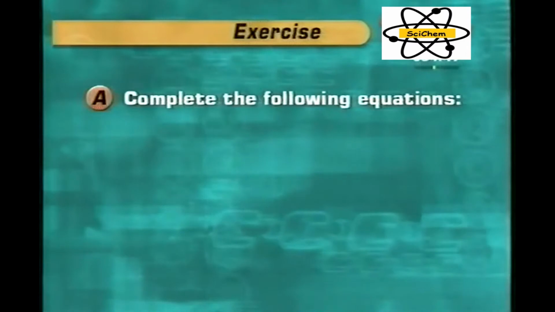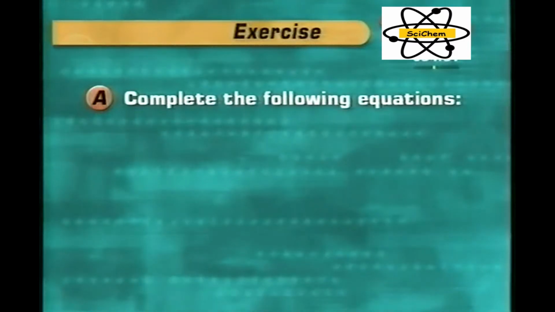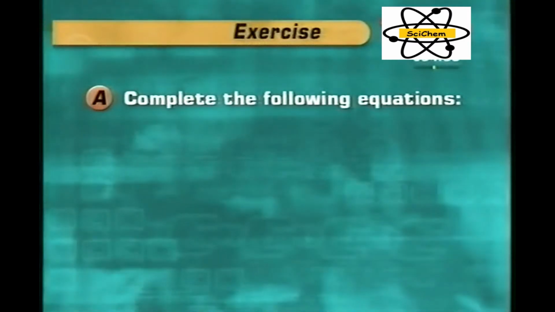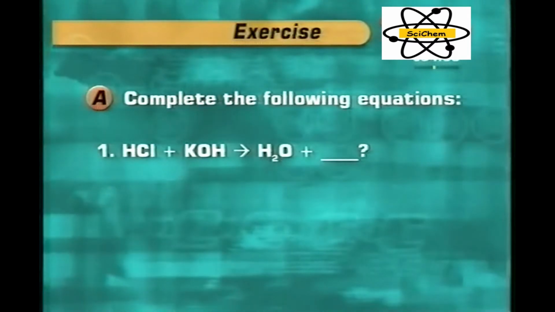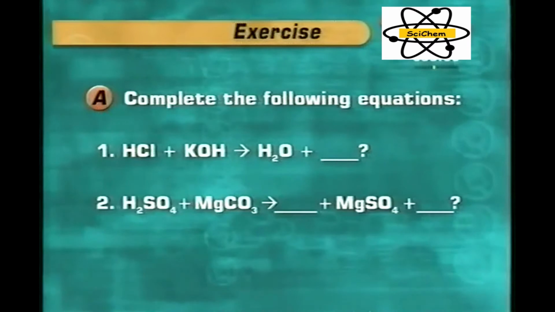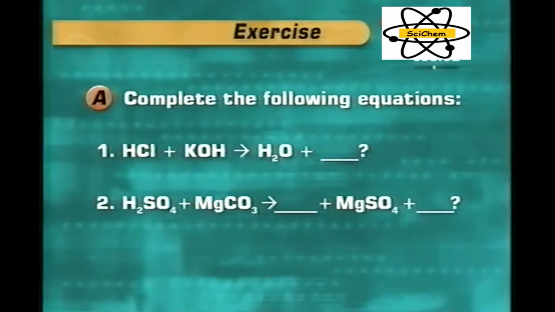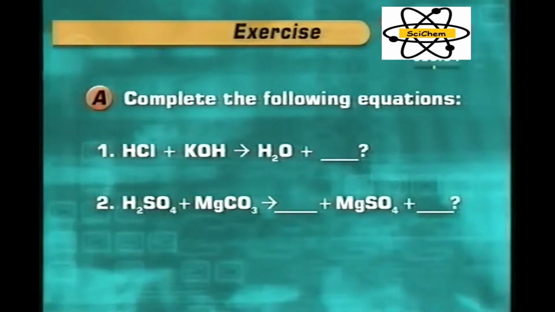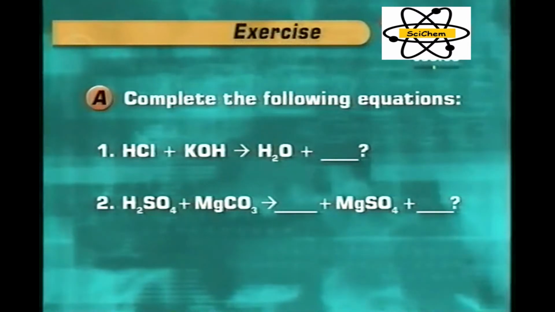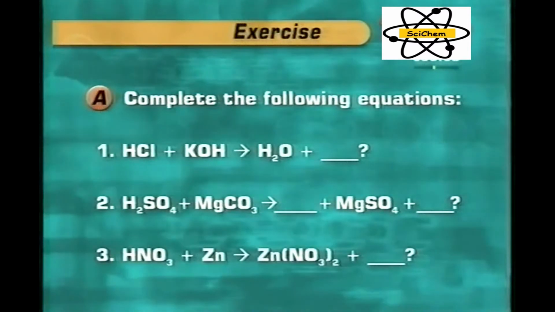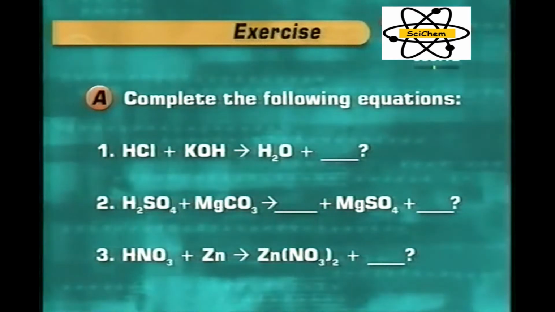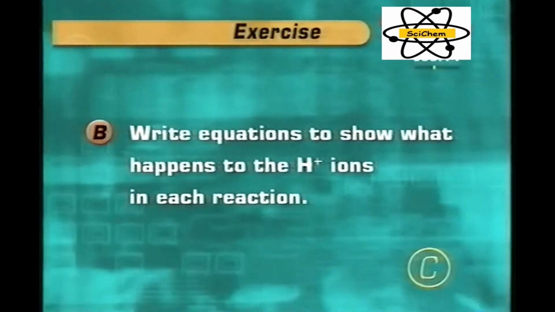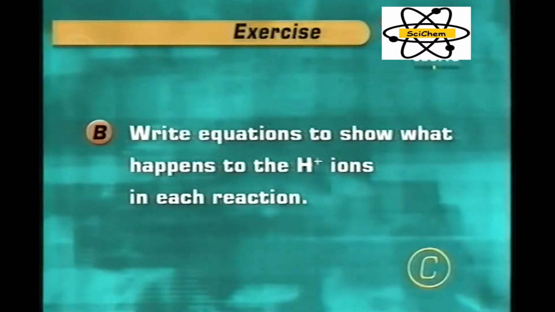Test yourself on this section so far by completing the following equations. Hydrochloric acid plus potassium hydroxide gives water, and what else? Sulfuric acid plus magnesium carbonate gives magnesium sulfate plus what two other products? Nitric acid plus zinc gives zinc nitrate plus which other product? Write equations to show what happens to the hydrogen ions in each reaction.